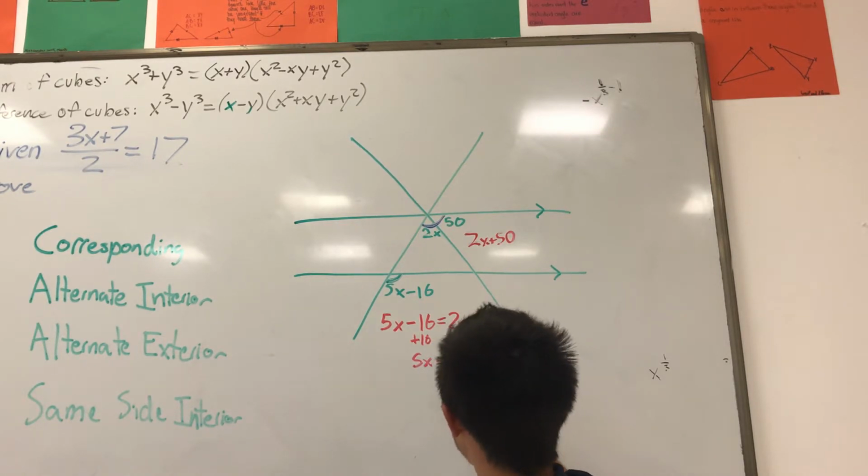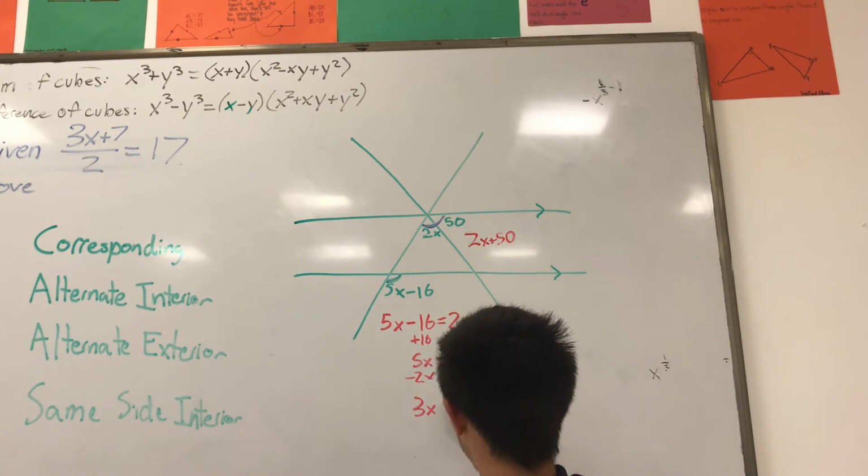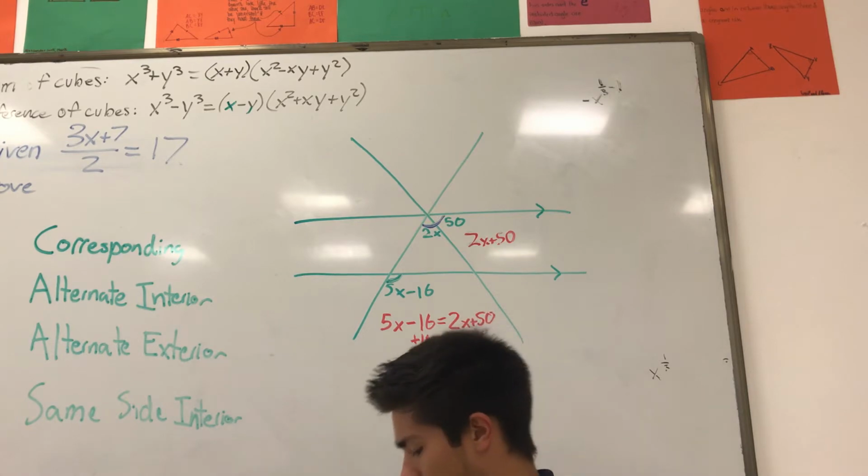We're going to move this 2x over because we want to get x by itself. 2x, this gives me 3x over here equals 66. If you need a calculator to do this last step, we're going to divide by 3 on both sides, so I end up with x equals 22.